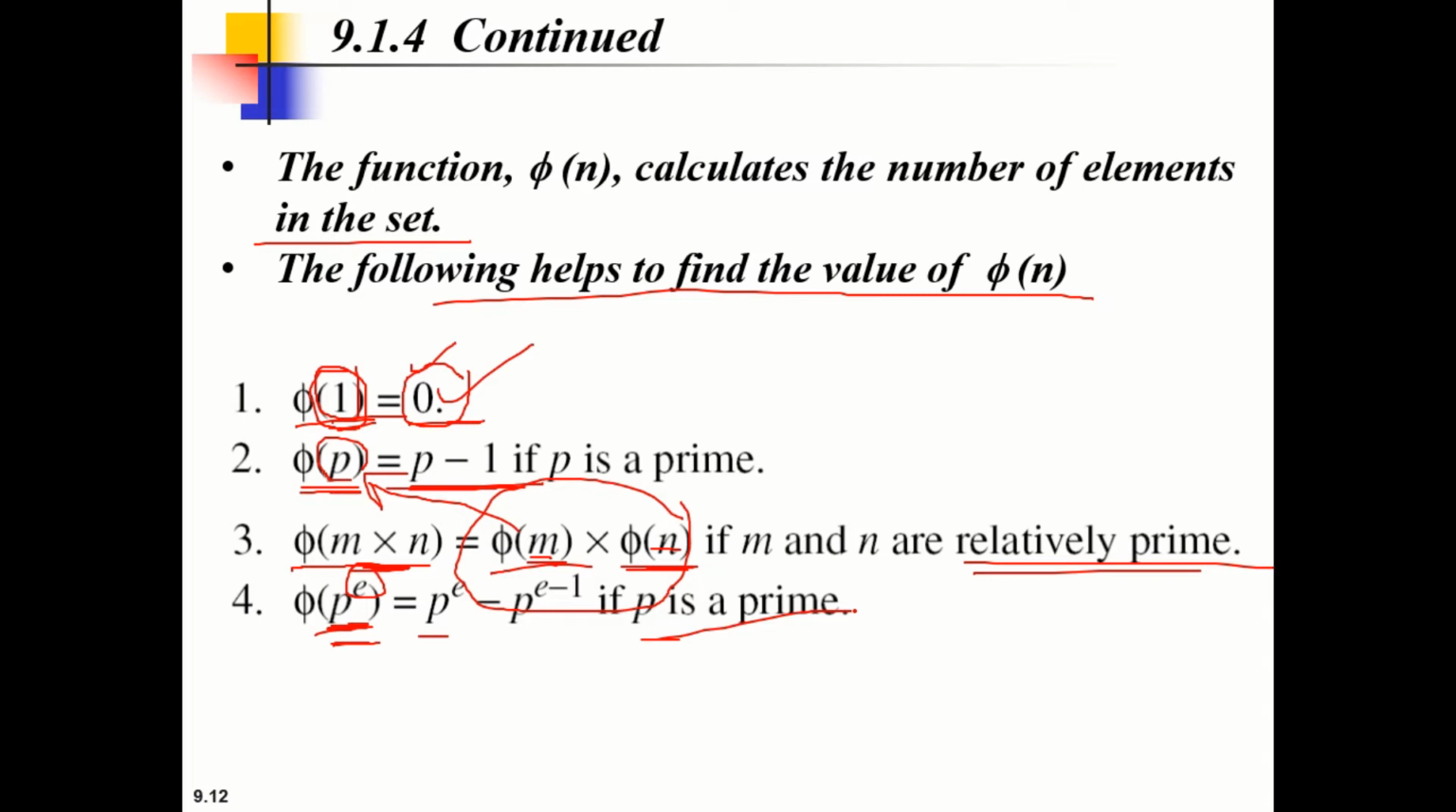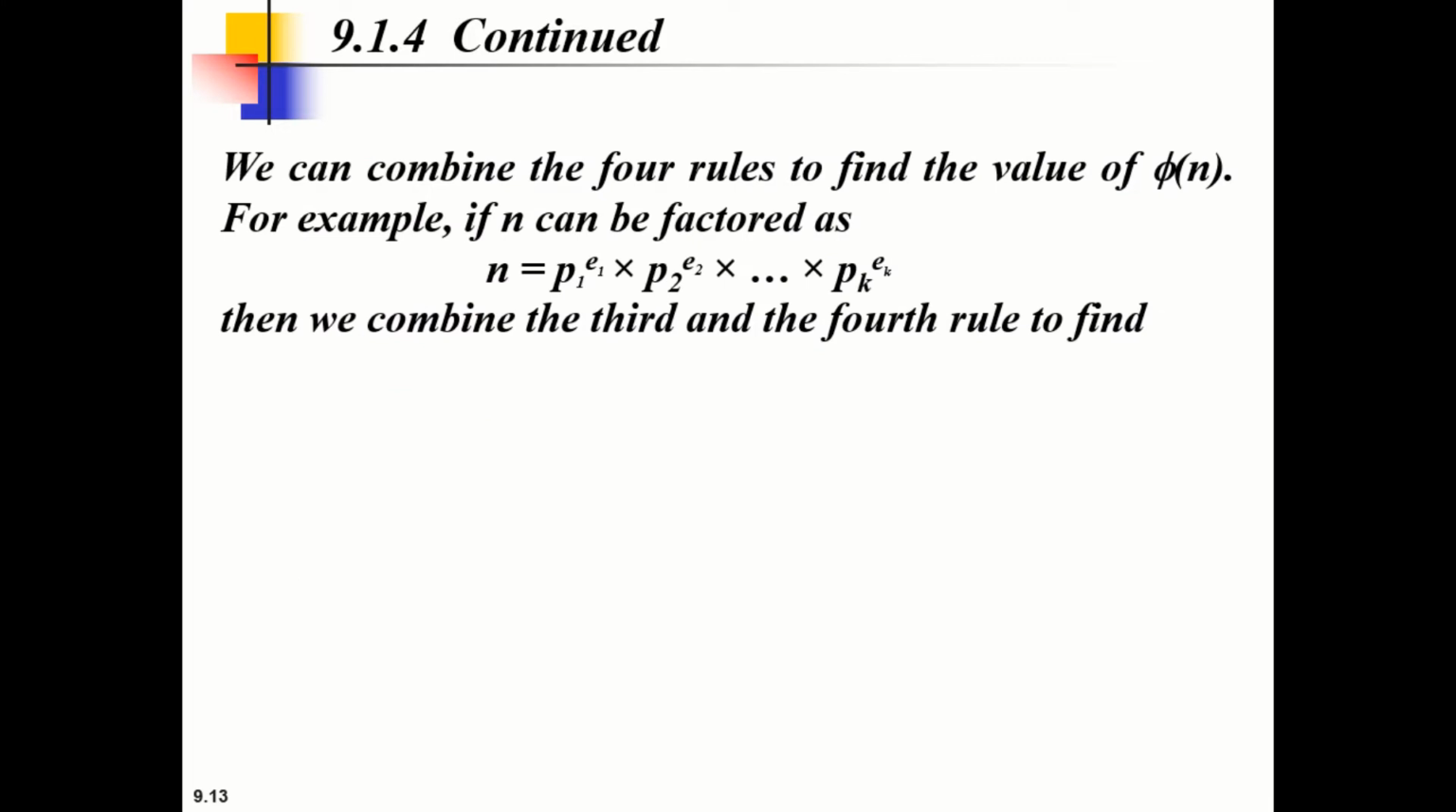Okay, so these are the rules which we follow to find out the number of integers which are smaller than the given number and relatively prime to it as well. So these two things we are finding out. So we can combine the four rules to find the value of phi(n) if it is needed.